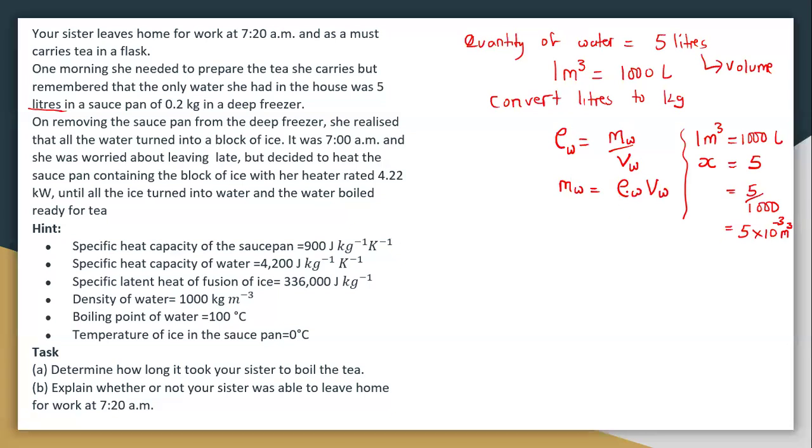But we know that the density of water from here is 1,000. So we shall say that the mass of water is equal to the density, which is 1,000, times 5 exponent negative 3. So when you multiply there, you'll end up with 5 kilograms as your mass of water. So our mass of water is going to be 5 kilograms, where MW stands for our mass of water.